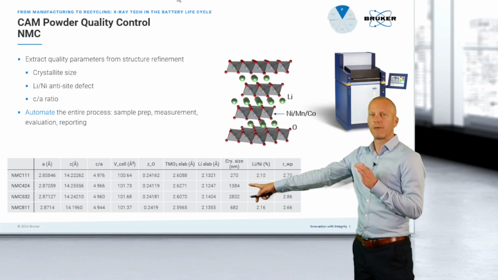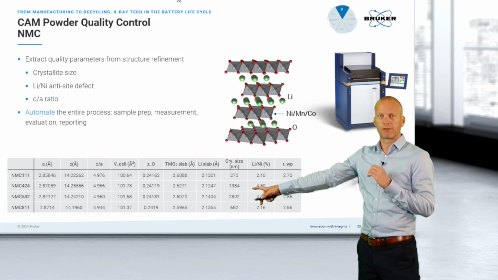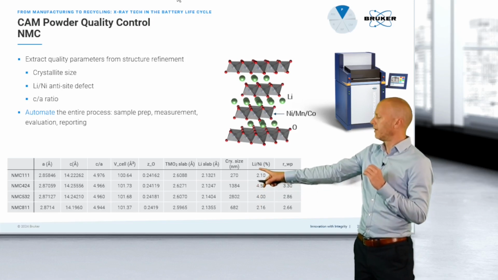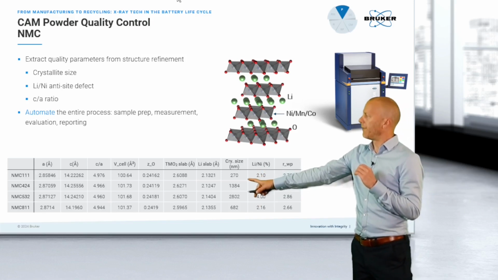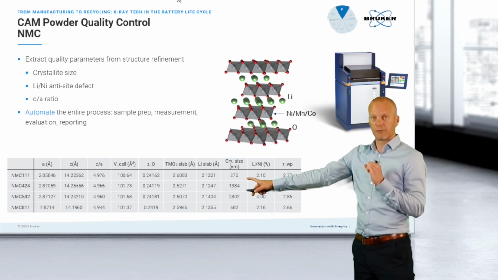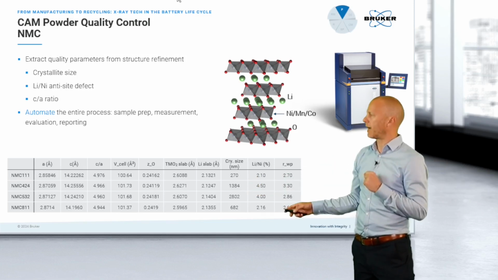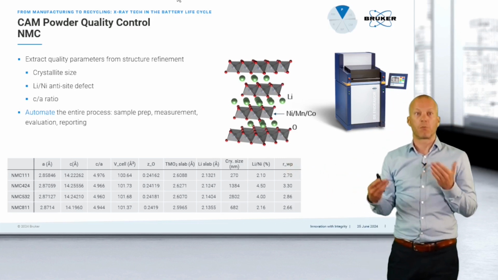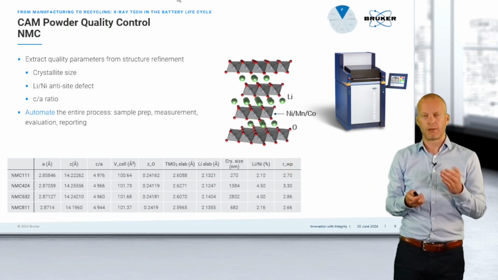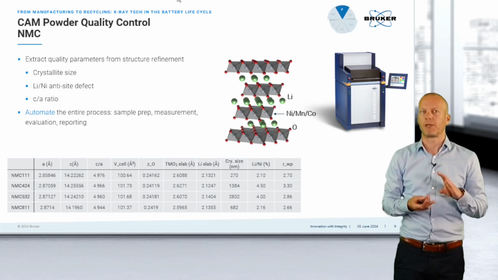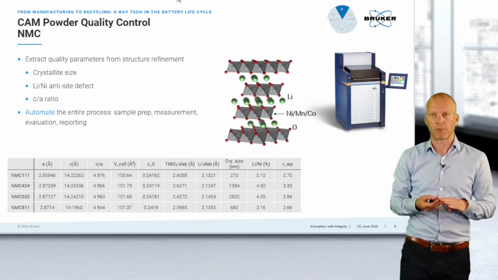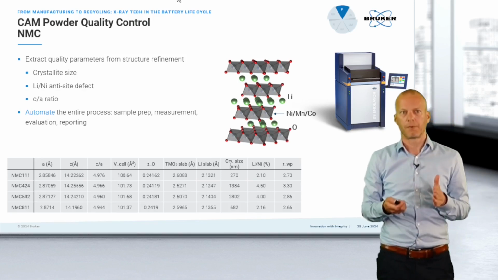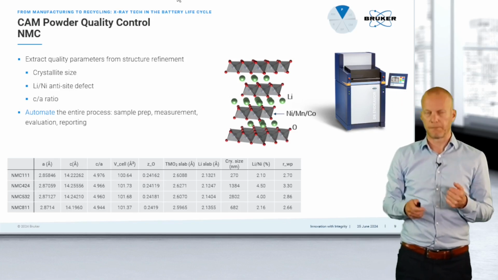Above 1,000 nanometers, these numbers start to get a little suspect. This is on the limit, or maybe even past the limit, of what you're able to really see with X-ray diffraction. But we can see here this whole process. You can automate from sample preparation, measurement, the evaluation, as well as the reporting. All of this can be nicely automated.